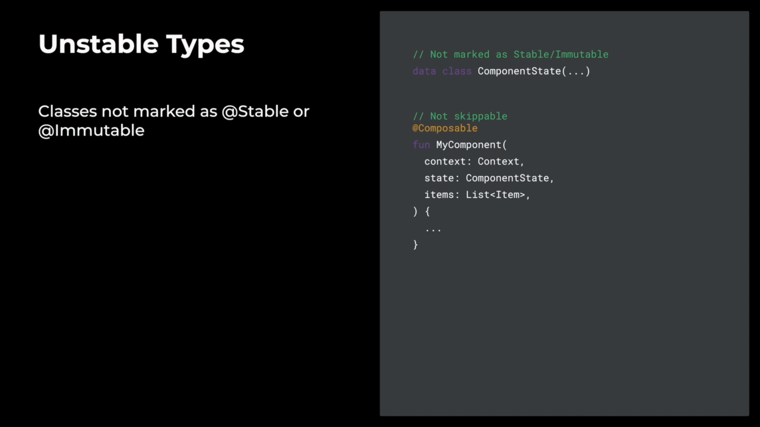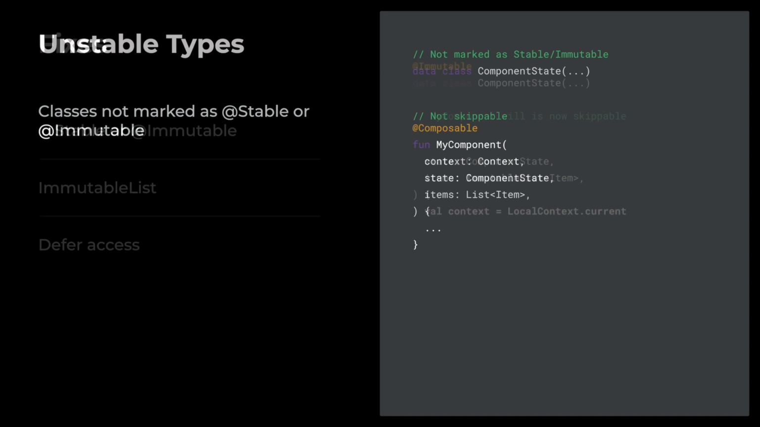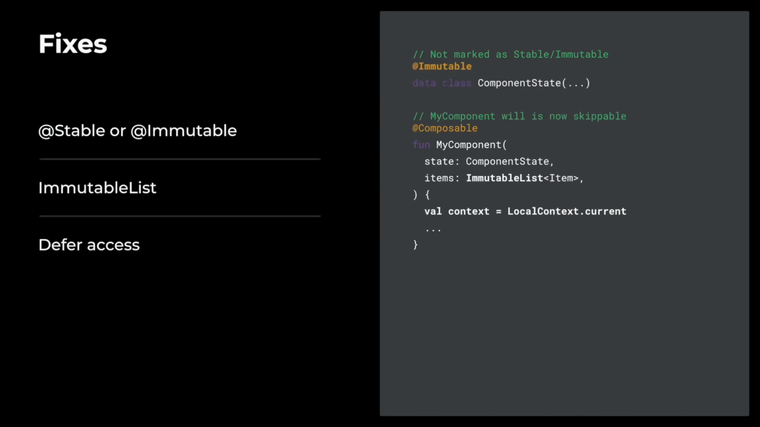Context, that's not stable or immutable. We have our own custom class, which hasn't been marked as stable or immutable, and we have a list. All of these are actually unstable types. There are some pretty easy fixes here. One is, if your class can be stable or immutable, you should mark it as such. And if you want to learn more, check out the blog post for what those mean.